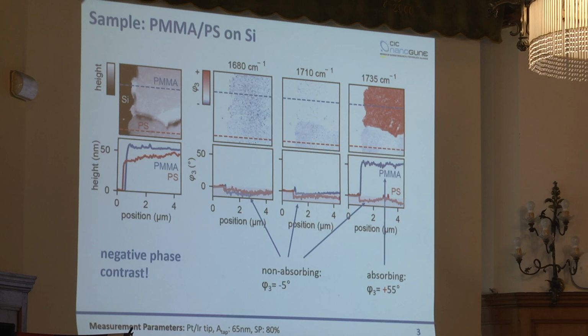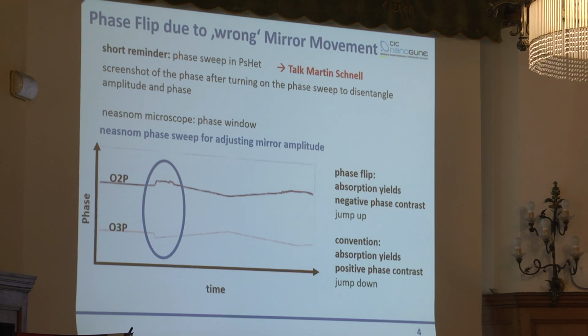One thing I want to mention is that this negative phase is not because we are doing something wrong in our measurement. You can also have a negative phase if your mirror is going in the wrong direction, but this you can directly see when you start this PS head, as you might remember from the talk Martin gave yesterday. So this here is a phase sweep for adjusting the mirror amplitude when you try to disentangle phase and amplitude signals. And what you can see is that this is the convention: you start the sweep, then you should see this drop, and then you have the mirror movement, and this then yields an absorption, yields a positive phase contrast.